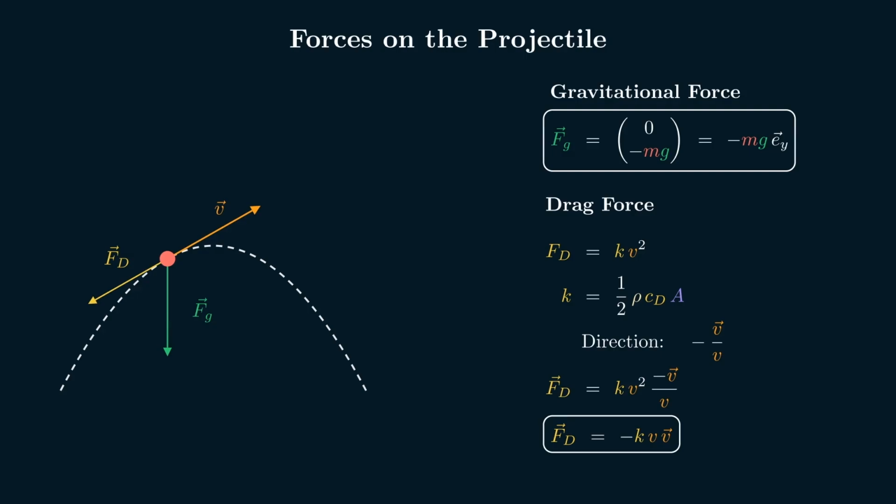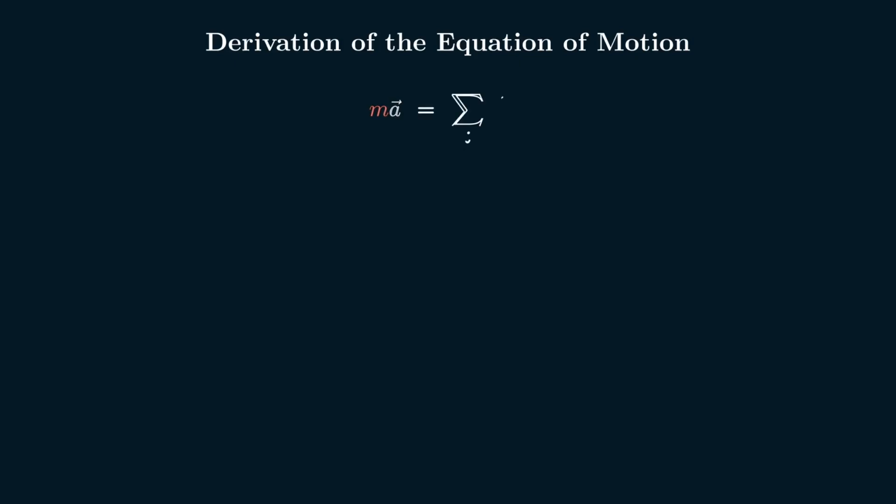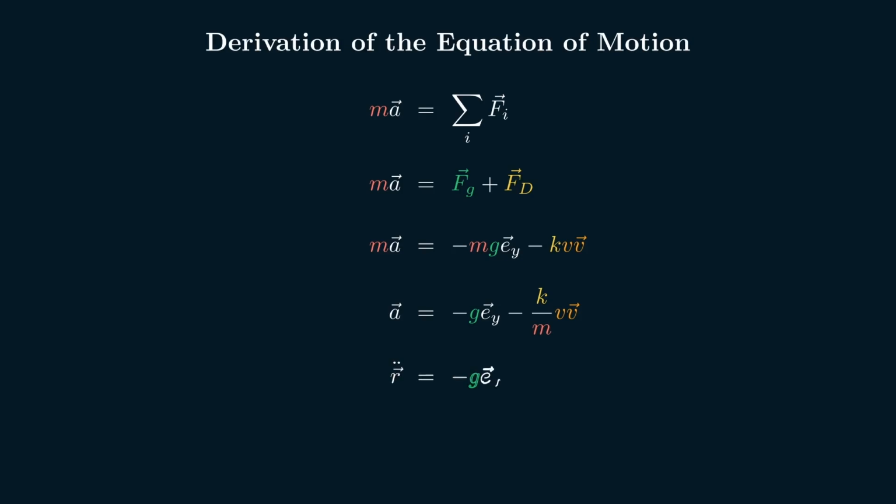We can now derive the equation of motion for the problem. According to Newton's second law, mass times acceleration equals the sum of all forces acting on the object. The forces are Fg and Fd, and we have just derived them. We divide the equation by m, and this gives us our equation of motion. As we said at the beginning, the velocity is the first derivative of the position vector function, and the acceleration is its second derivative. So the equation can be written as a differential equation for r. And now we simply have to solve it. Unfortunately, it is not quite that simple.